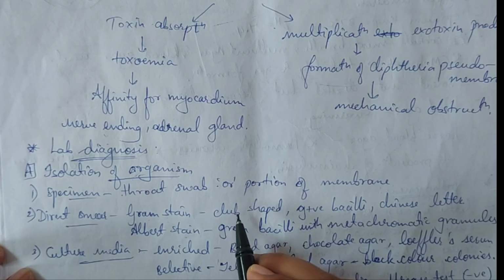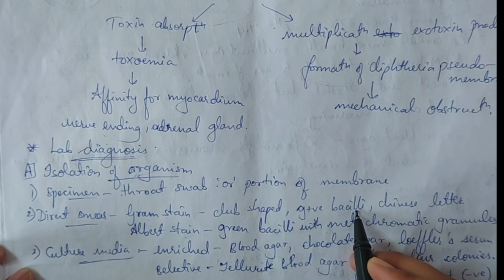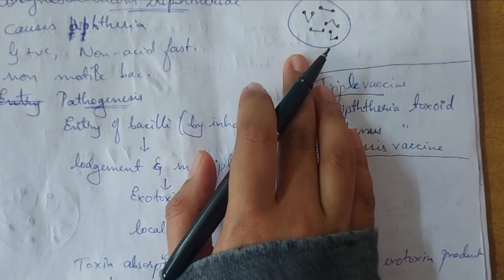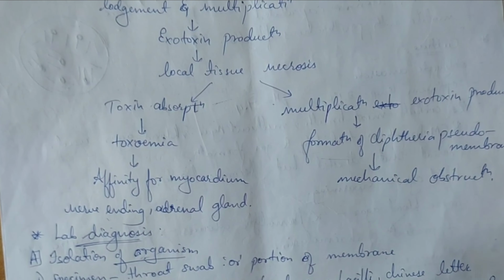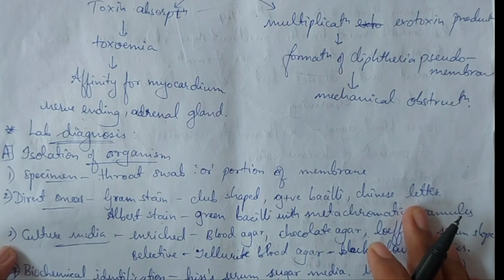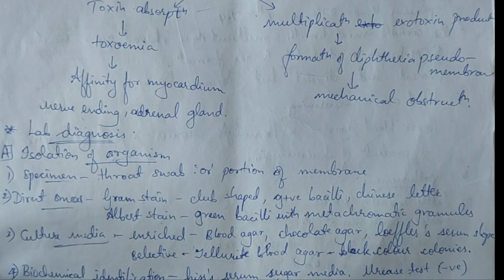Gram stain shows club-shaped gram-positive bacilli in Chinese letter arrangement, the one which we saw here. That is the gram stain. Albert stain shows green bacilli with metachromatic granules. You have seen on top there.